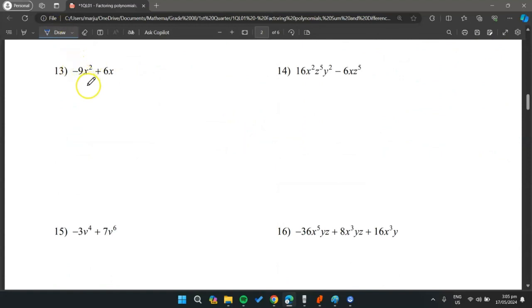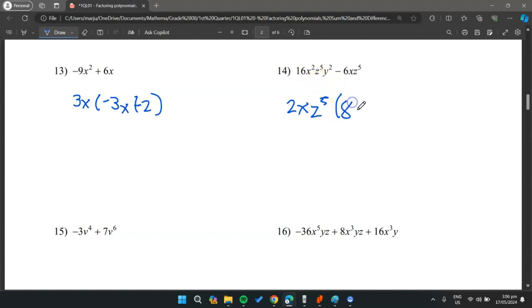Alright, number 19. Again, very straightforward. Common factor is 3x. So we are left with negative 3x plus 2. And then 14, common factor is, we have 2. We have 2. Then we have x, z, y. So we have x, lowest exponent is 1. And then we have z, lowest exponent is 5. So that will be our factor.